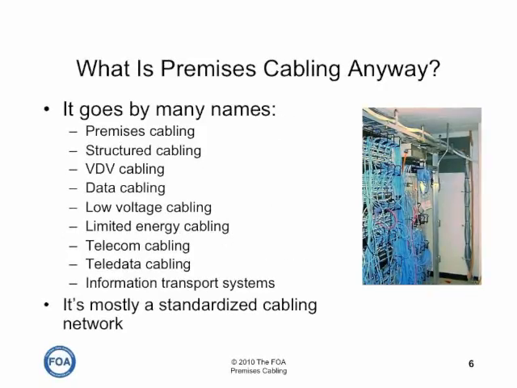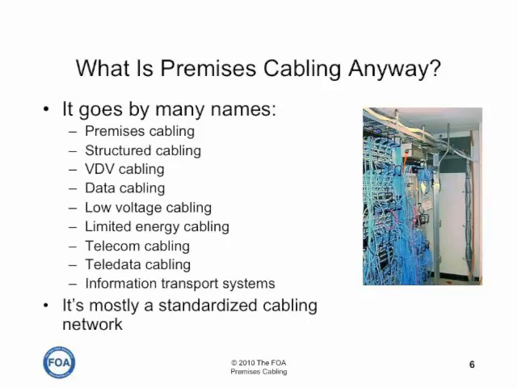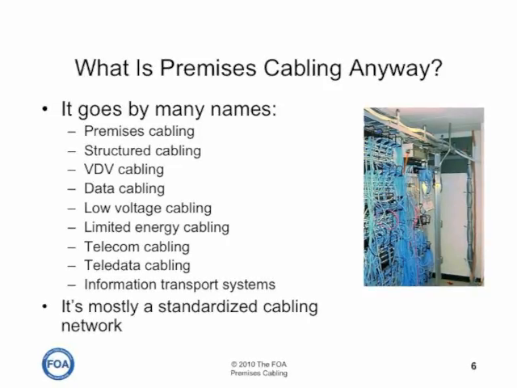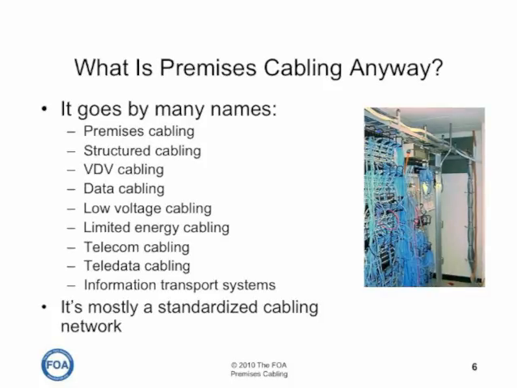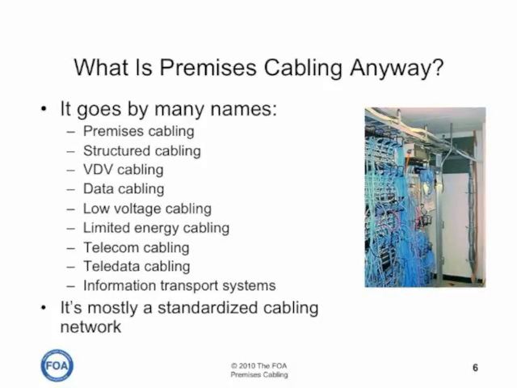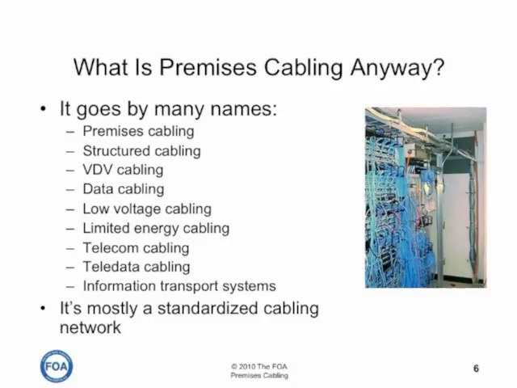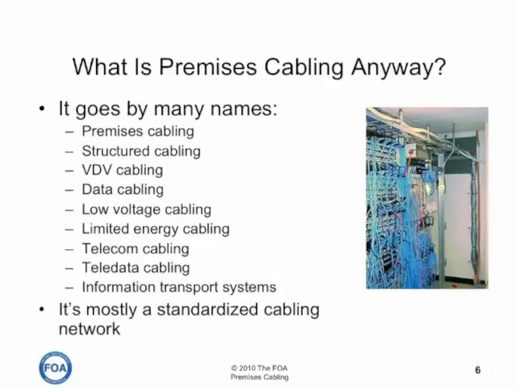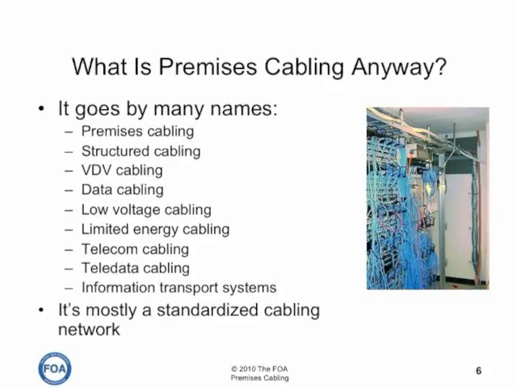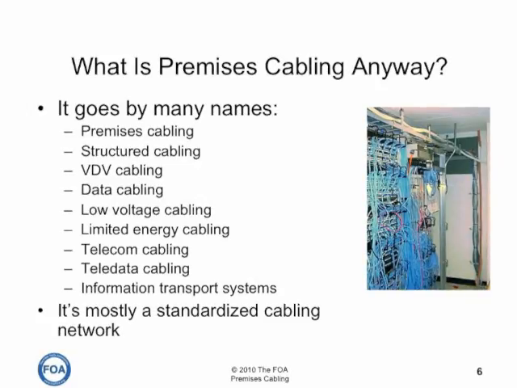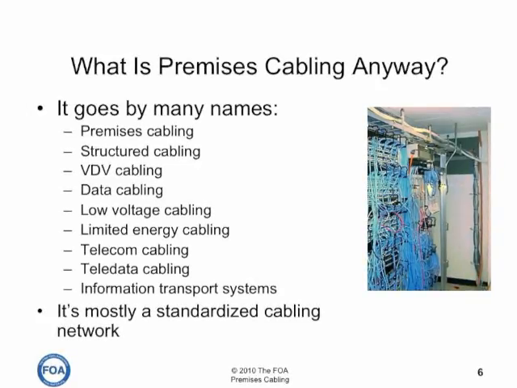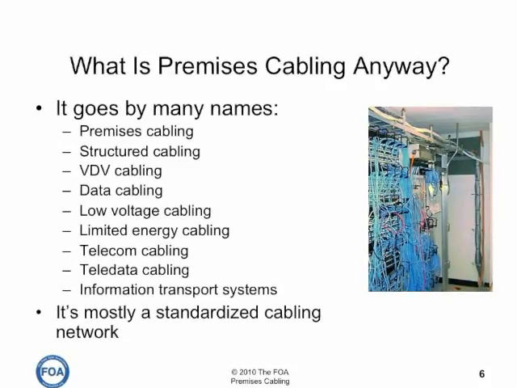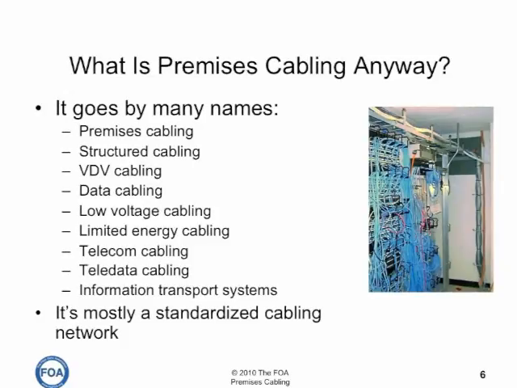Interestingly enough, premises cabling is a standardized cabling system that doesn't have a standardized name. Some people, like the FOA, call it premises cabling because it's the cabling inside a building. The standards generally refer to it as structured cabling. Some people call it VDV for voice, data, and video cabling. Or maybe data cabling, low voltage cabling, limited energy cabling, telecom cabling, teledata cabling, you name it. There's lots of different names, but it's all the same.